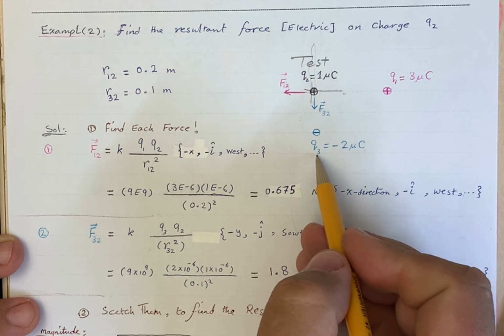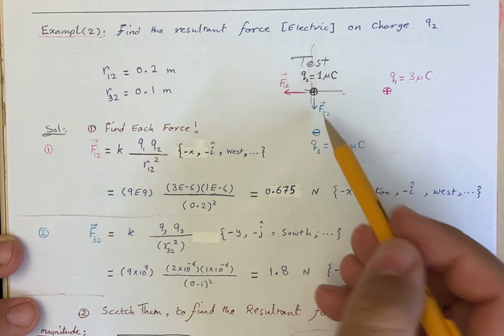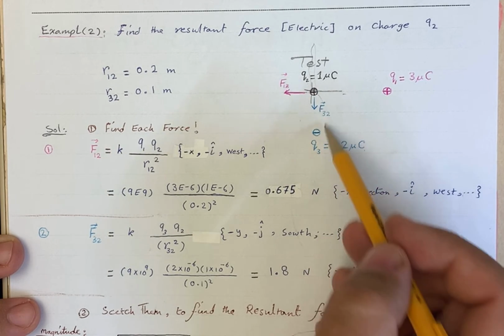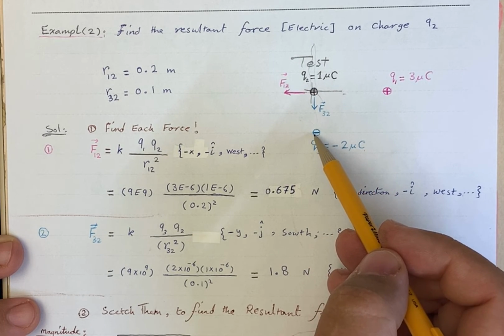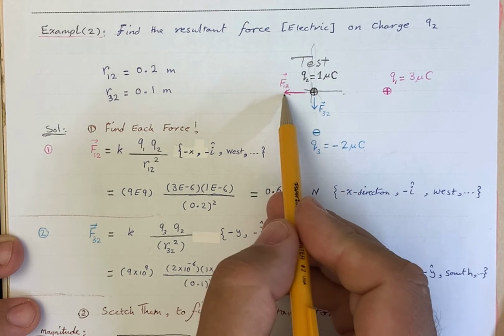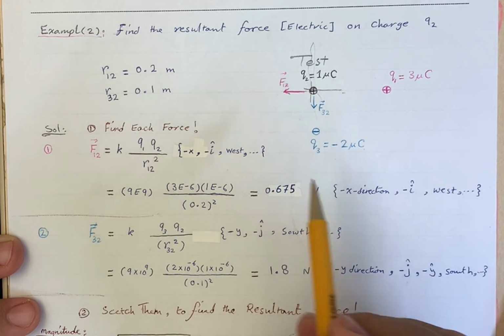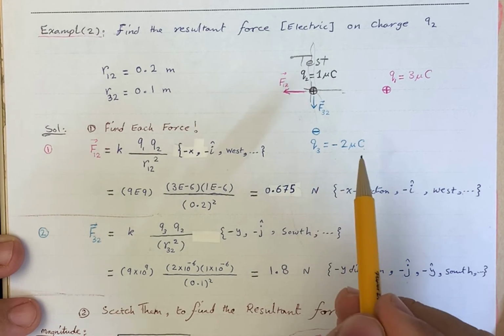What about the force between Q3 and Q2? It's attractive because this is negative. It will be in the negative y direction, as you see here. So we have two forces, one of them in the negative x direction, the other in the negative y direction.